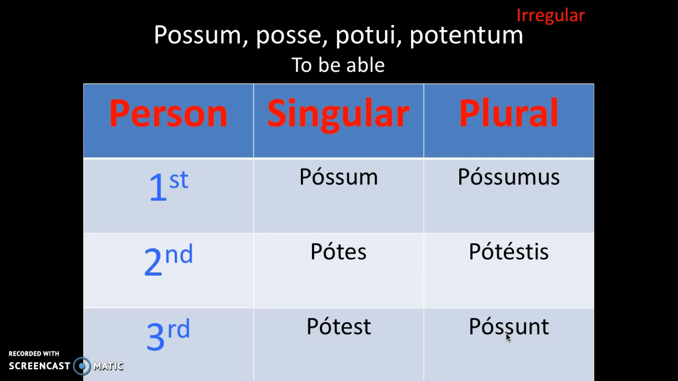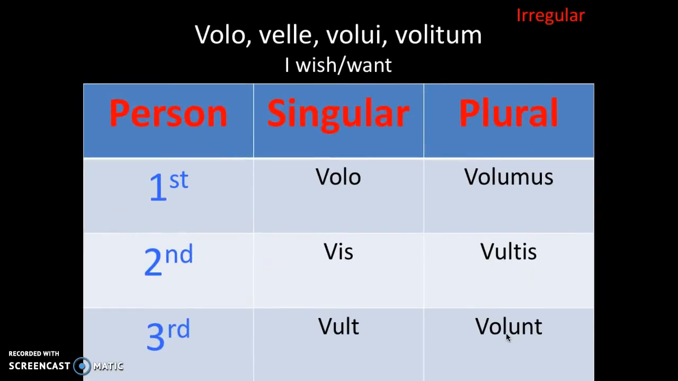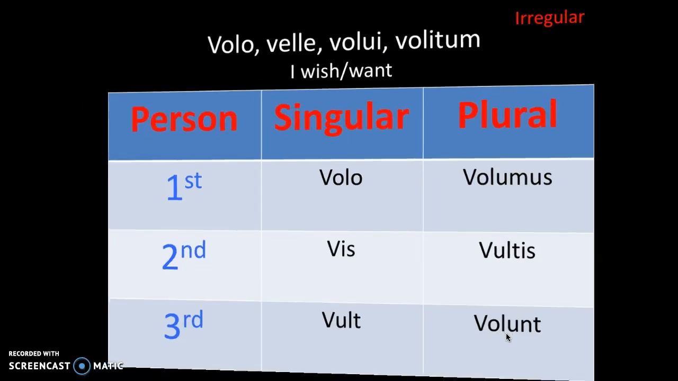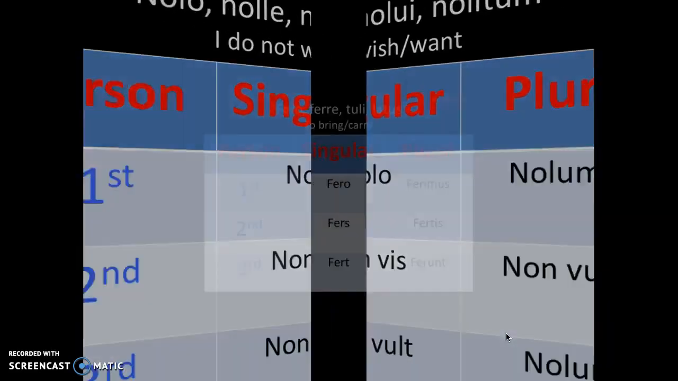Possumus, potestis, possunt. Now let's take another one, which is volo, velle, volui, which means I wish or want, which goes like volo, vis, vult, volumus, vultis, volunt. Now another irregular verb is nolo, nolle, nolui, which means I do not wish or want, which goes like nolo, non vis, non vult, nolumus, non vultis, nolunt.